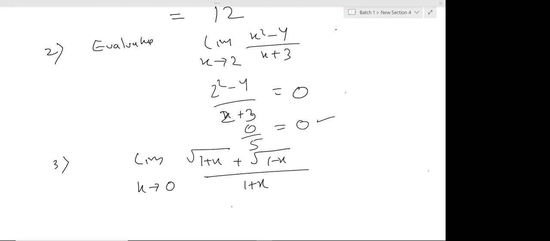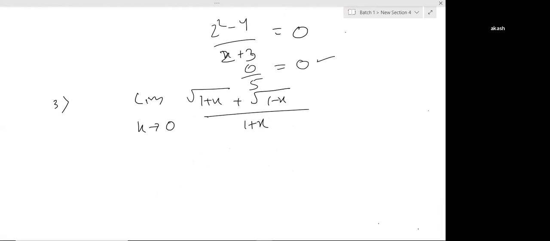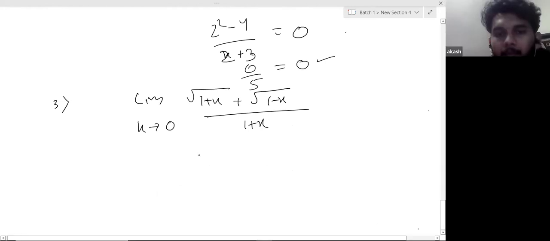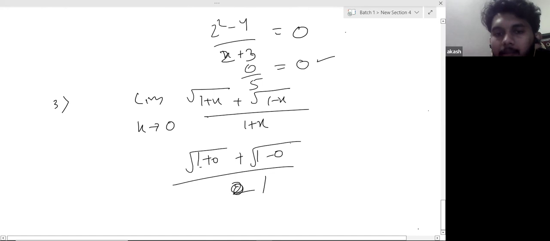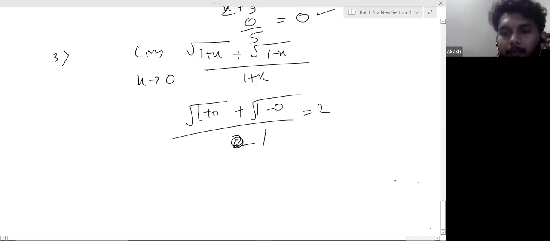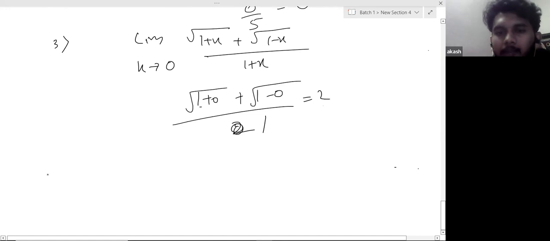All right. So again, putting the value of x equal to 0, we get 1 plus 0 under root plus 1 minus 0 under root upon 1. So 1 plus 1 is 2. The answer is 2. All right. So this is very easy. Direct substitution, factorization method.